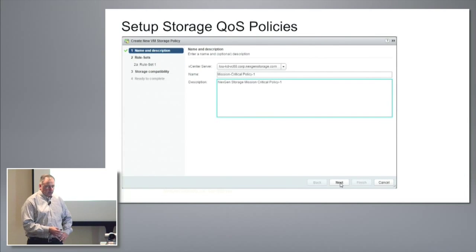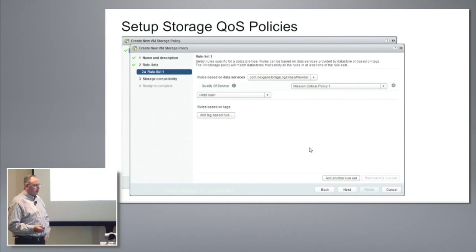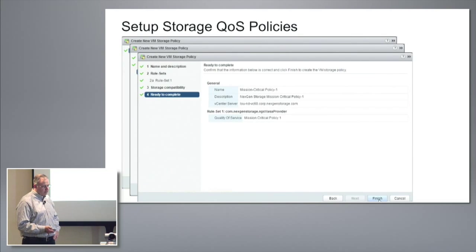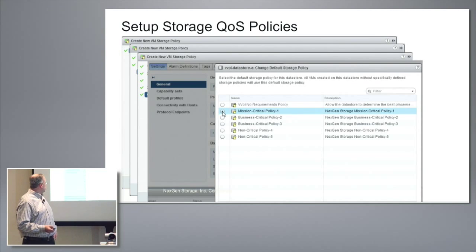The next step is we go through and we set up the storage QoS policies, and so within vCenter we map the VM storage policies. So here we've got a mission critical policy 1, which is going to map to the NexGen storage mission critical policy 1. So it's a QoS rule that's surfaced out of our VASA provider, and then that gets configured and is available as a storage policy that can be applied to the data store container. But really what we're going to do is apply that to the individual virtual machine.